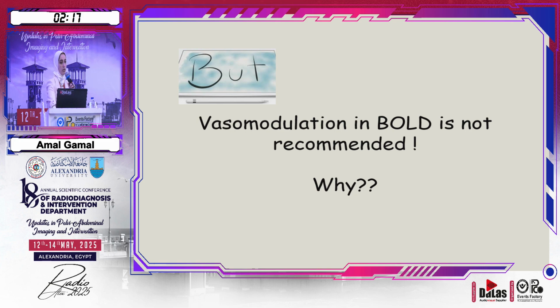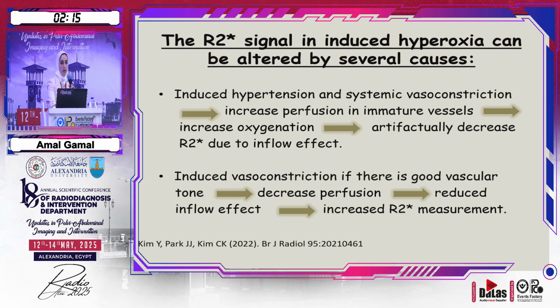But vasomodulation in BOLD is not recommended. Why? Because vasomodulation induced hyperoxia leads to induced hypertension and systemic vasoconstriction. If the tumor contains immature vessels, there will be increased perfusion leading to increased oxygenation and artifactually decreased R2 star due to inflow effect. But if the tumor contains vessels with good vascular tone, this will lead to decreased perfusion and thus reduced inflow effect and increased R2 star measure.